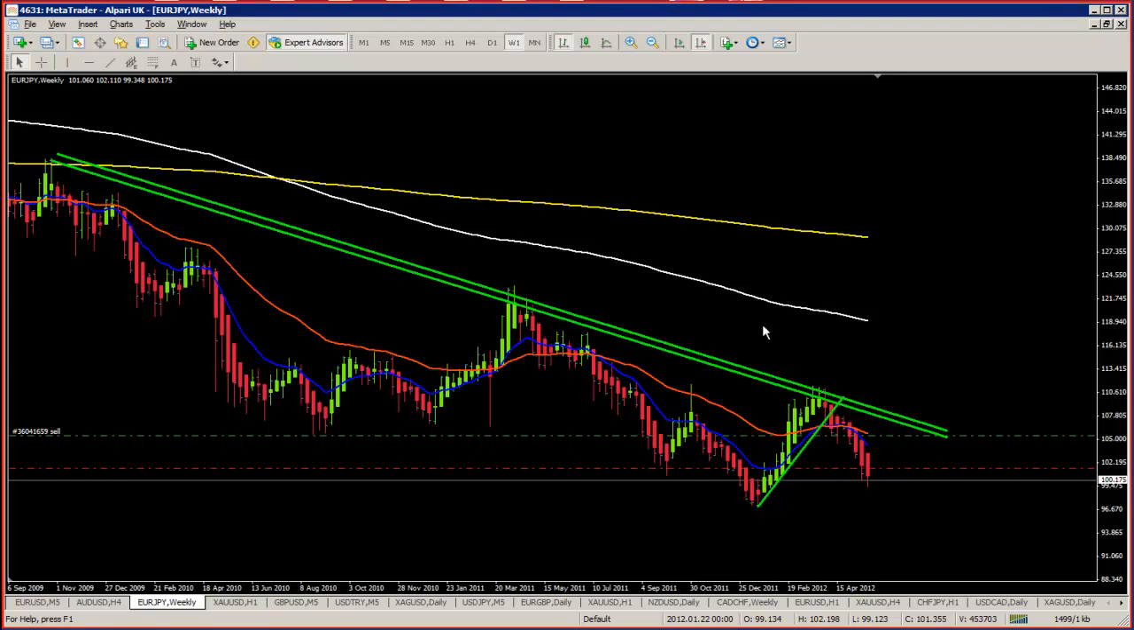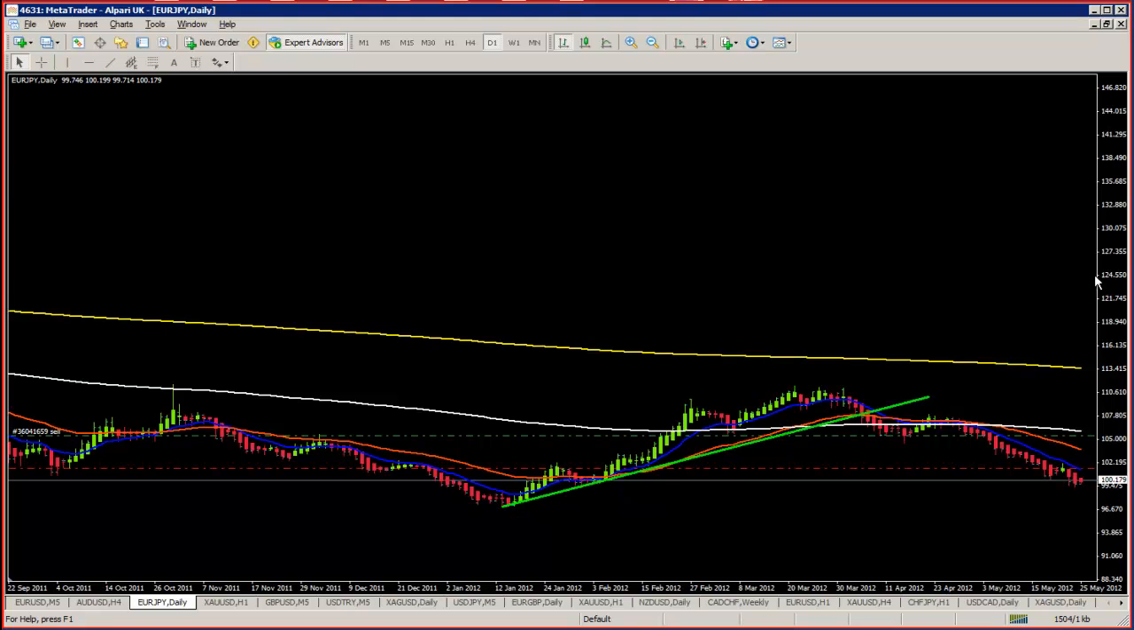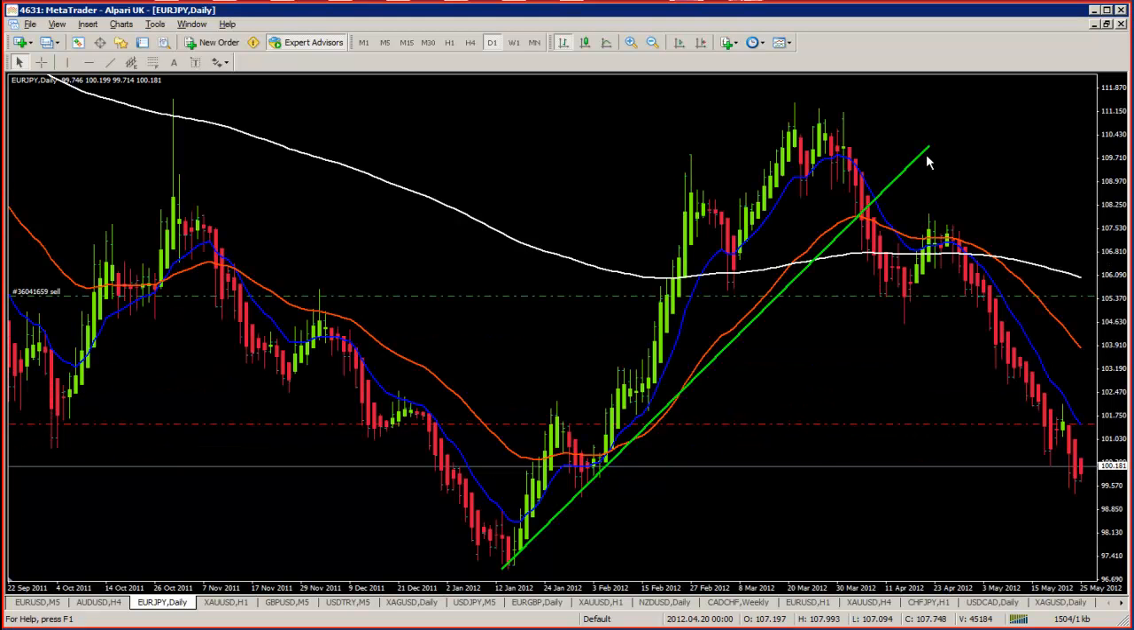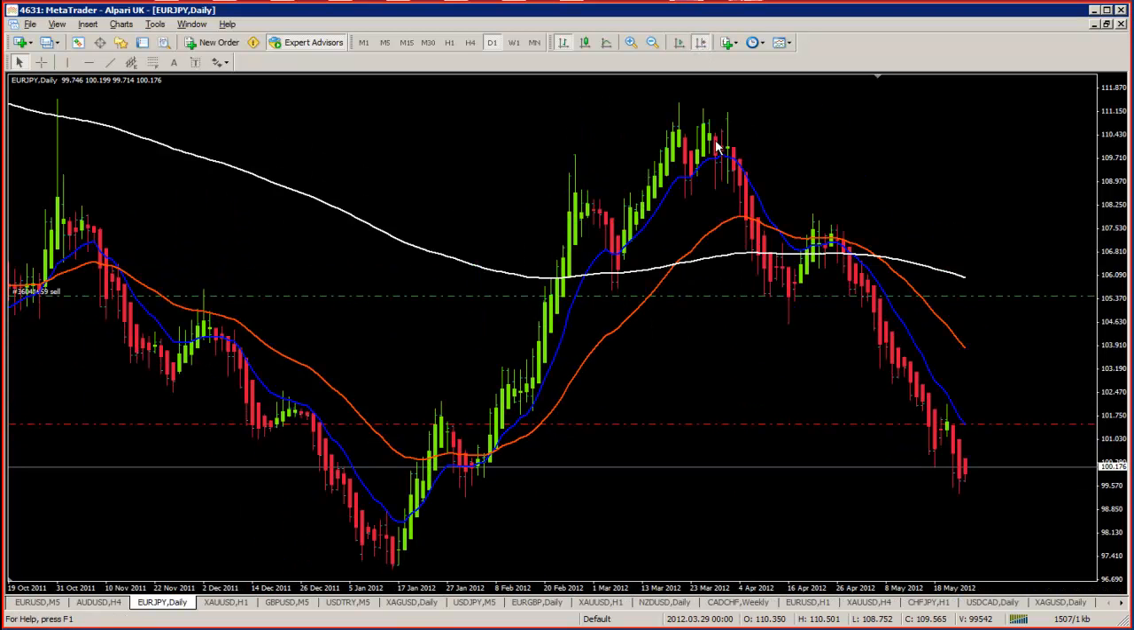Now we switch to our daily chart. Delete all the lines on the MT4. Draw them again. You know that you are looking for short setups in terms of swing trading. Then you draw your trend line like this.